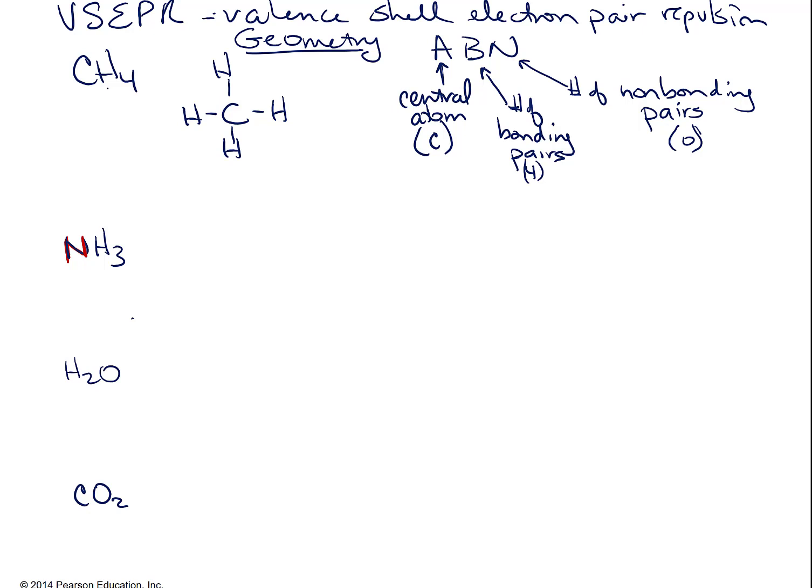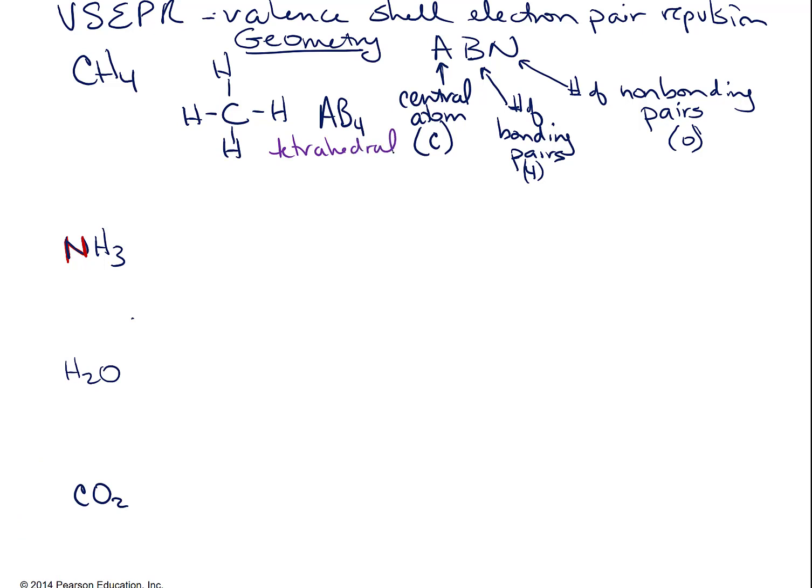So in the first one, remember that we have CH4, and this is the carbon with 4 single bonds. Carbon with 4 single bonds, if carbon is the central atom, it has 4 groups connected to it, and it has no non-bonding pairs. So that is the AB4, and that is always going to have a tetrahedral shape.